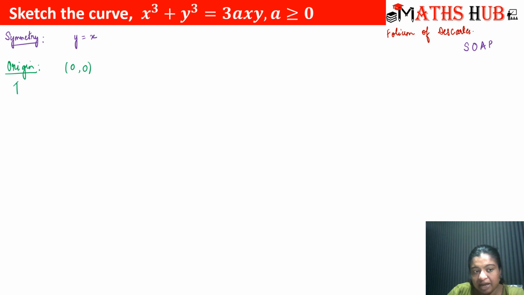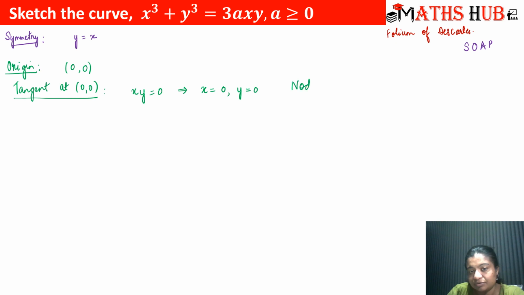Now we can calculate tangent at the point 0, 0. We can calculate tangent by putting the lowest degree term equal to 0. So when we put x into y equal to 0, we will get two equations, x equal to 0 and y equal to 0. So we are getting two real and distinct tangents. So the point 0, 0 acts as a node, right? So it's a double point. The curve will pass through this point two times, right?